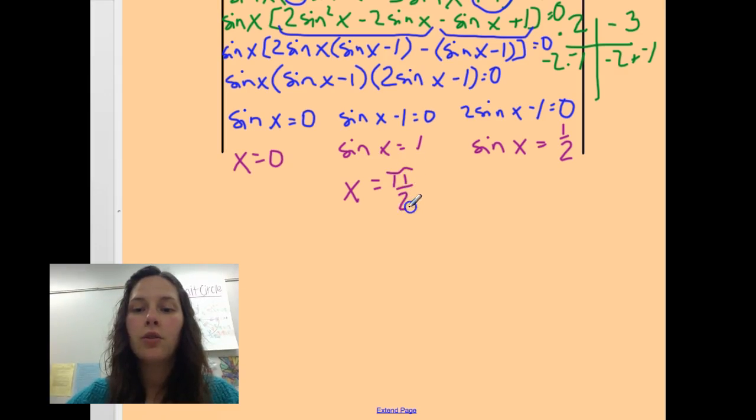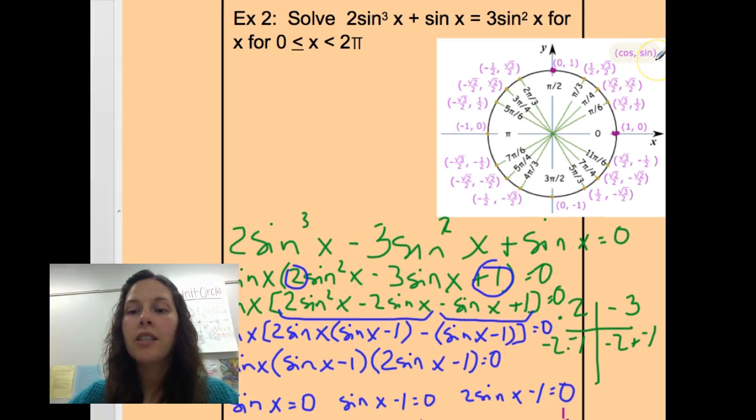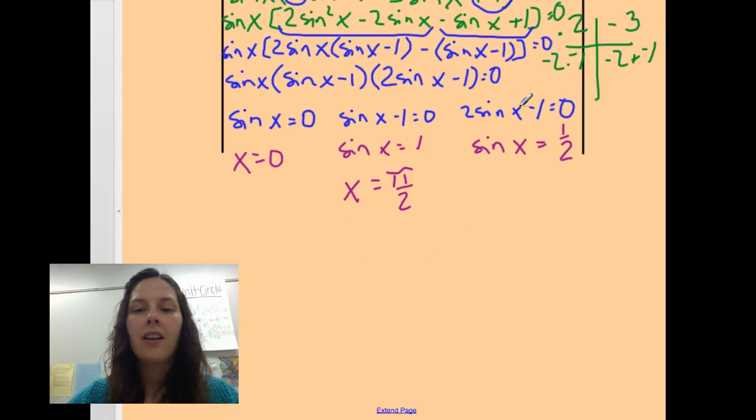And our third solution, we're looking for where sine is equal to 1/2. Now this time we will have two solutions. Sine is our y-coordinate. It's equal to 1/2 in the first quadrant, and our y-coordinate is positive in the second quadrant. So our third solution is really two solutions, pi over 6 and 5 pi over 6.